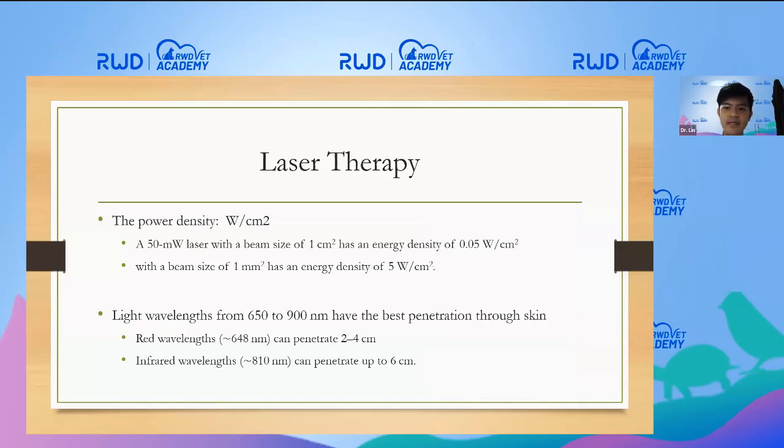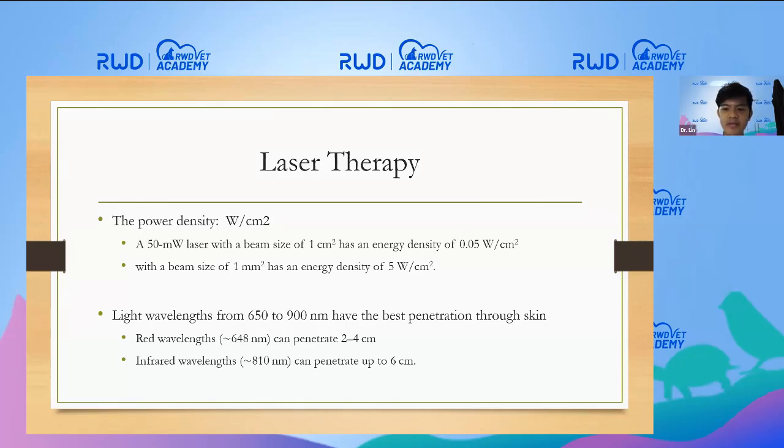The power density of the laser is defined as the laser energy supplied per area. It influences the depth of energy penetration. For example, a 15 milliwatt laser with a beam size of 1 square centimeter has an energy density of 0.015 watt per square centimeter, whereas the same power laser with a beam size of 1 square millimeter has an energy density of 1.5 watt per square centimeter. A higher energy density results in deeper energy penetration through skin.